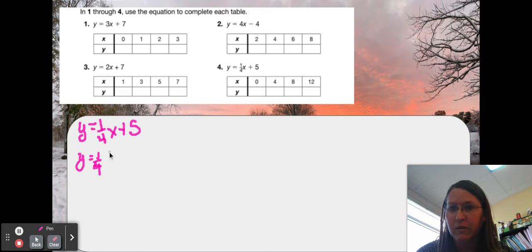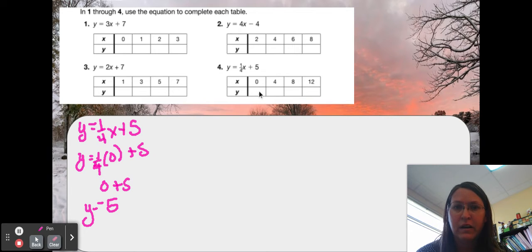The first one's pretty easy. 1/4 times 0 plus 5. Well, anything times 0 is 0. Plus 5 would give me 5 equals y. So I am going to put 5 right here.